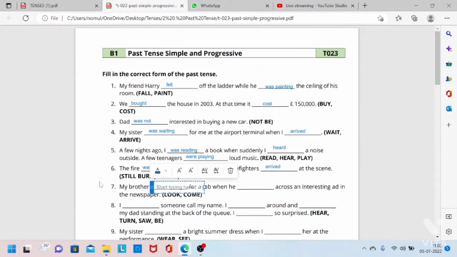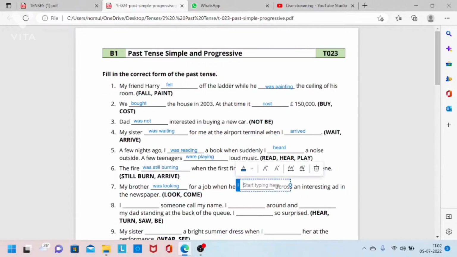Next, let us go to the seventh. My brother ___ for a job when he ___ across an interesting ad in the newspaper. Okay, so using look and come, we have to complete this. So my brother was looking for a job when he, now come becomes came, when he came across an interesting ad in the newspaper. So this is the seventh.